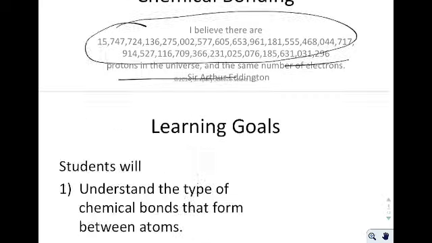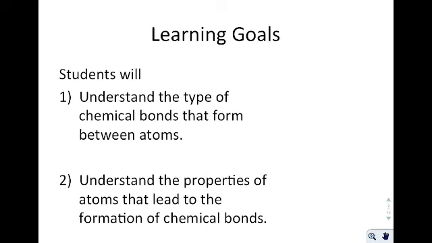In English, please. So the learning goals for this presentation are that students understand the type of chemical bonds that form between atoms and understand the properties of the atom that lead to the formation of chemical bonds.